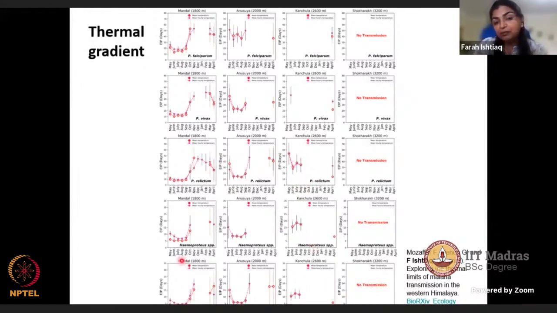But if you keep going down to the low elevation environment, the transmission becomes possible. So what it shows you is that when we predict in terms of a climate change model, maybe in 30 years from today, some of these sites may still not be transmitting parasites, but some of them become conducive for parasite transmission.